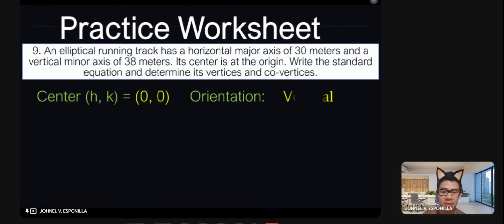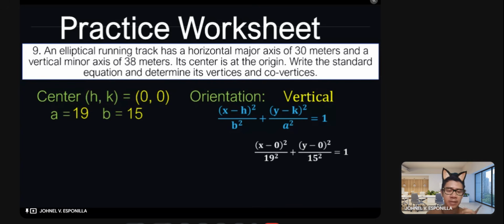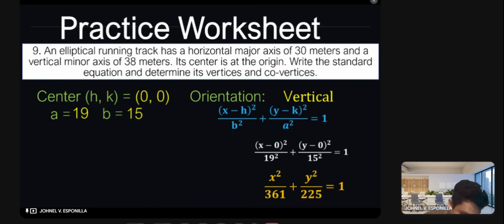So this is the vertical. Okay? Then, this is the formula. So, yung A po natin is, since vertical axis siya, so major axis dapat yan. So, major is 38, kalahati niyan ay 19. At yung B po natin, kalahati ni 30, which is 15. Okay? Then, using the formula, we will get this. Then simplify further. This is the formula for your vertical ellipse of number 9.